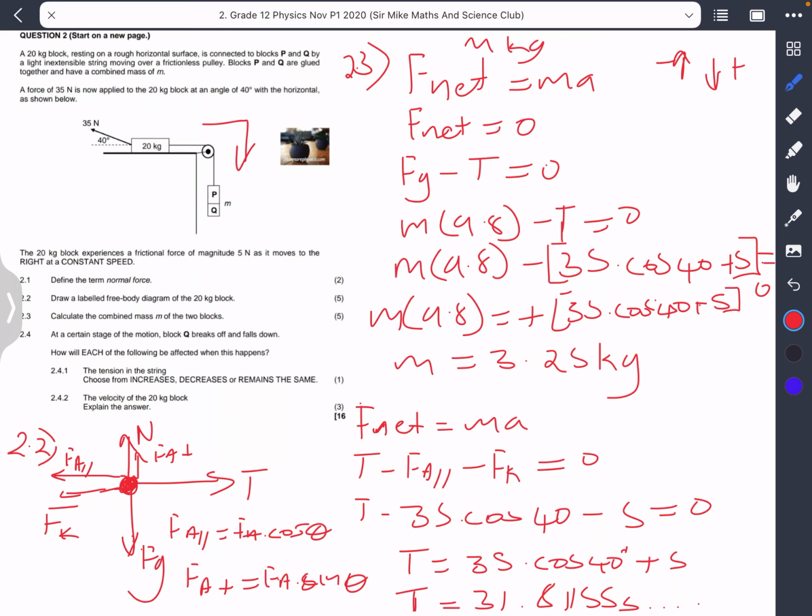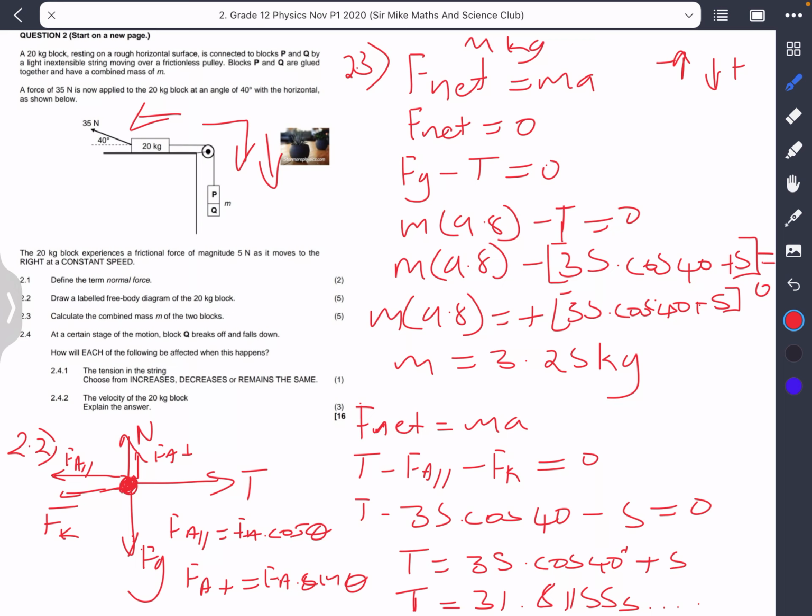So what would happen to the velocity of the 20 kg block? It would actually decrease. If you look at it from the perspective of the block traveling in that direction, the velocity would decrease because we know that the tension is reduced. That would mean we now have more force acting in that direction, so the velocity now decreases.